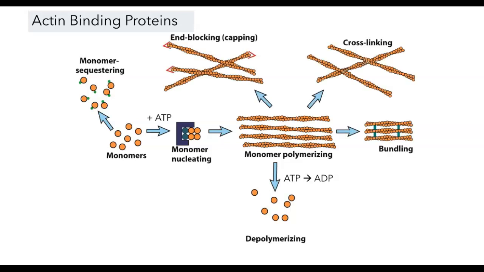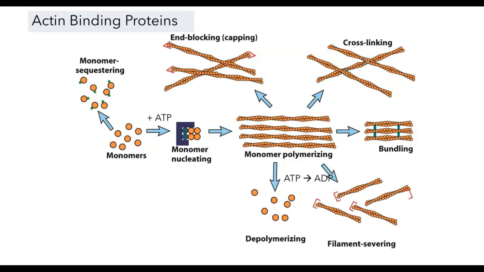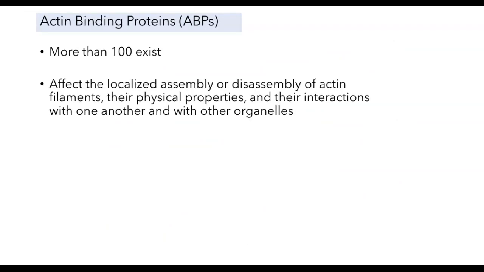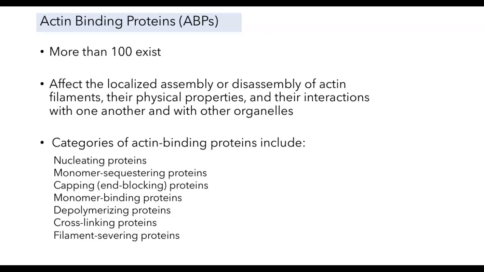There are still other actin-binding proteins, some of which will cap the ends so that no more monomers can be added. Some will cross-link or bundle them. There are some that can sever the filaments if they get too long, and there are some that will be associated with binding to the membrane. Collectively, these are called the actin-binding proteins, or ABP, and there are a lot of them. More than 100 exist. They can affect the localized assembly or disassembly of actin, their physical properties, and their interactions with one another and with other organelles. And there are many different subtypes that carry out different functions.